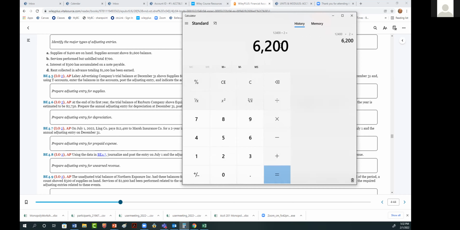So from July to December is half a year. So you divide it by 2 again. Okay. So the answer is going to be 3,100. Does that make sense? So the journal entry would be insurance expense, prepaid insurance, 3,100 for both of those. Okay. Yeah, that makes sense.